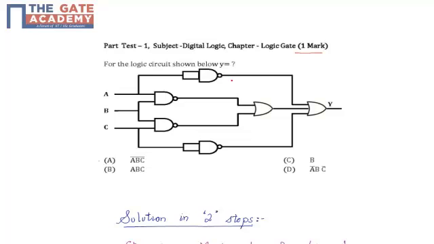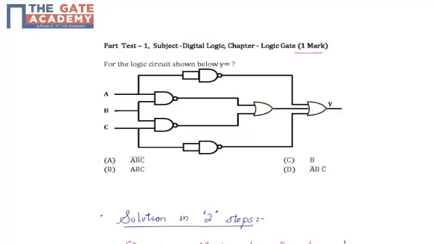In the given question we have a circuit which consists of 4 NAND gates and 2 OR gates, and we are supposed to find the output Y, for which the options given are: option A is (ABC) the whole bar, option B is ABC, option C is B, option D is A bar, B, C bar.